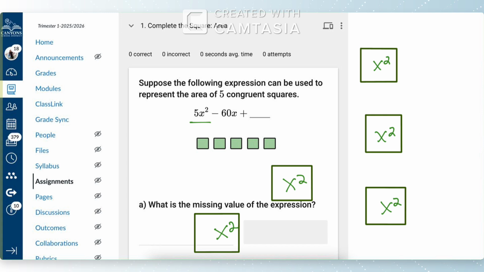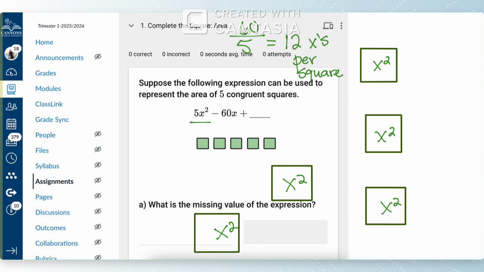Now, if I have 60 x's, I've got to divide them evenly between all of these 5 squares. So I'm going to do my 60 divided by my 5. That means we've got 12 x's per square.